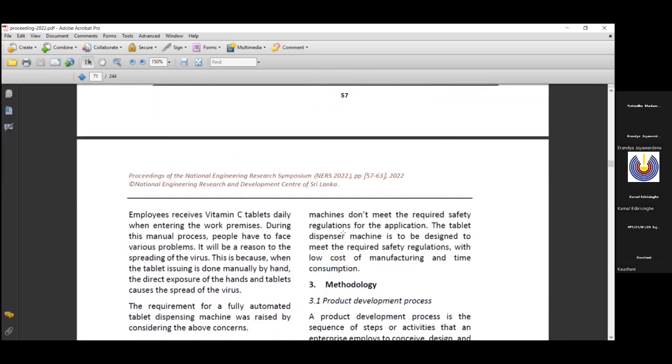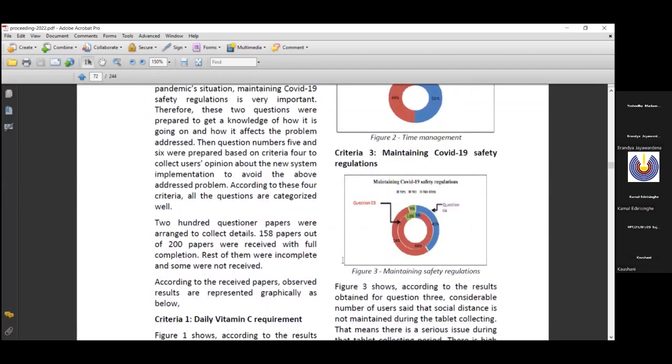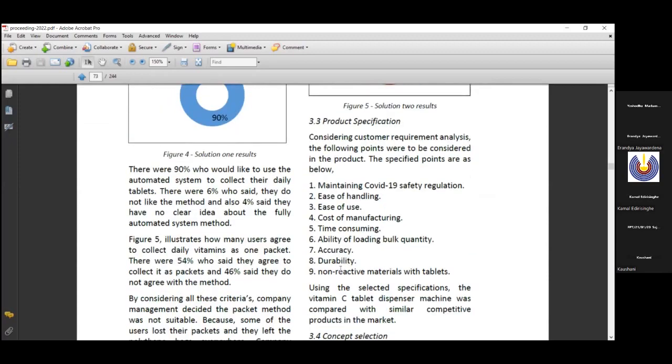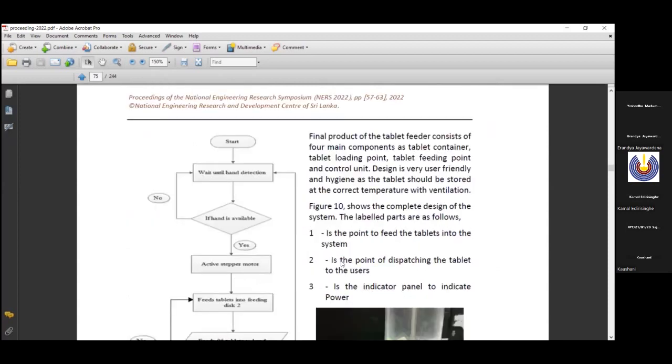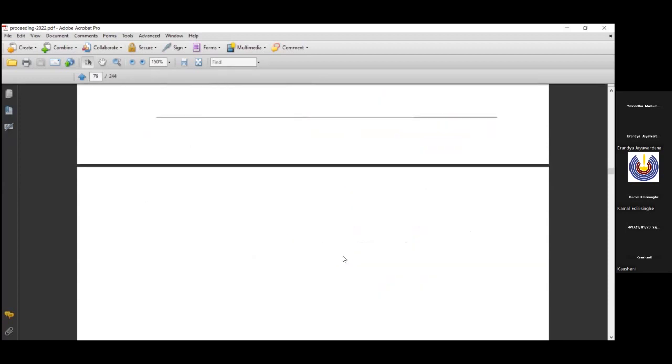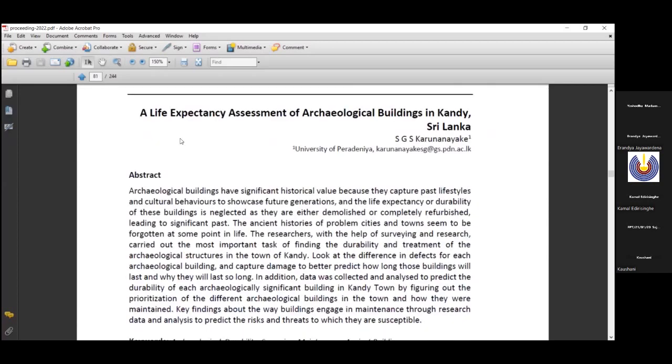In another one, this is an extended abstract, not a full paper, an extended abstract. Civil and structural. A life expectancy assessment of archaeological buildings in Kandy, Sri Lanka. This is a construction topic, but it is archaeological research.